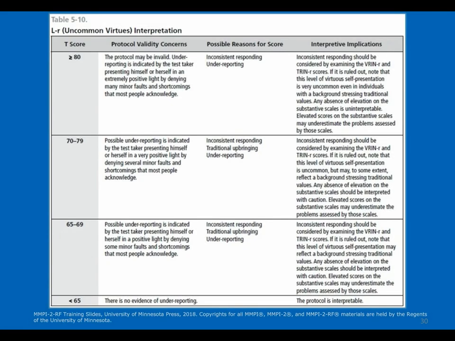Here's another example of a validity scale interpretive table. This is for L, uncommon virtues. And again, you see here for possible reasons for score, like for example, at a T-score of 70 to 79, this can be due to inconsistent responding, traditional upbringing, or under-reporting. This is all information that we saw in that confounds table. And the implications of scores in the 70 to 79 range, for example, is that scores on the substantive scales should be interpreted with caution, and that the scores may underestimate a person's actual psychological problems.